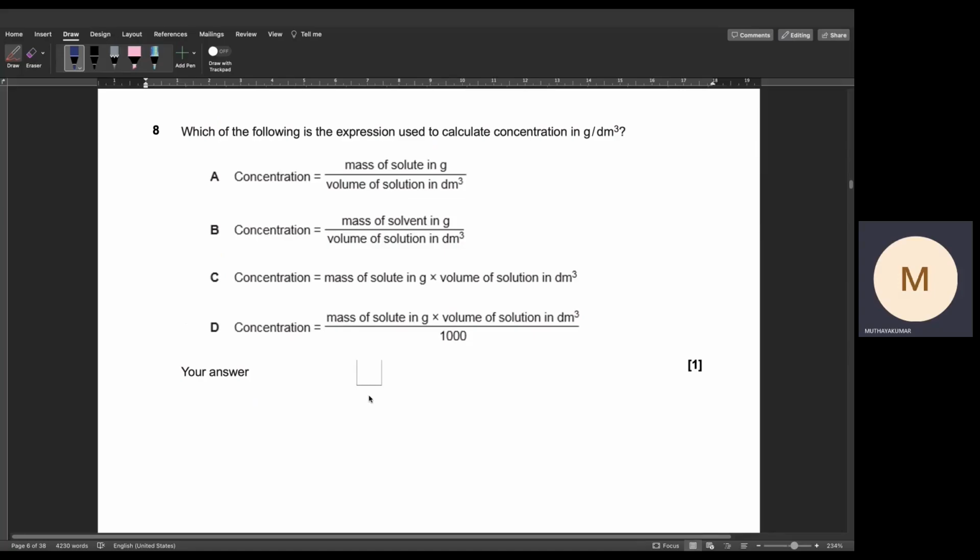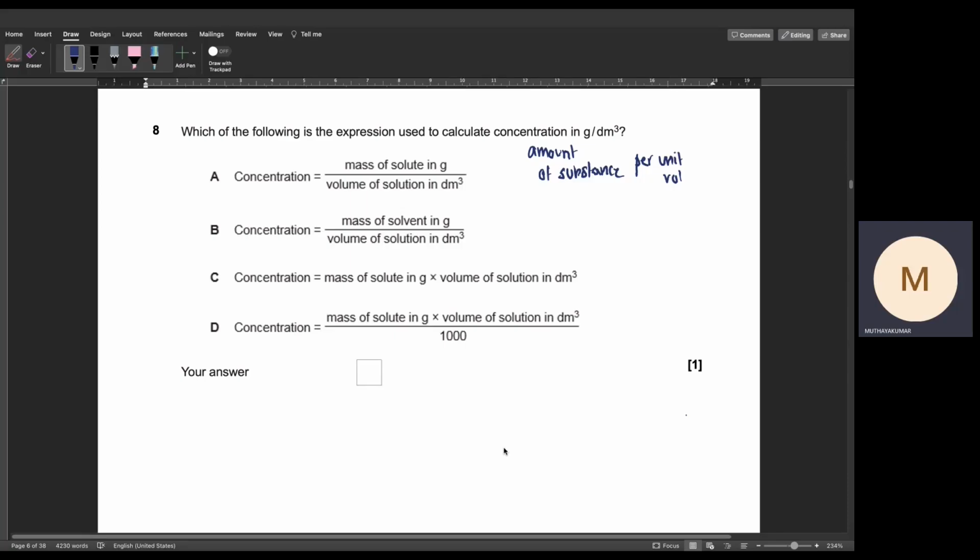Which of the following is the expression used to calculate concentration in grams per decimeter cubed? Concentration is the amount of substance you have per unit volume. In this case, we're looking at concentration, and you can have concentrations in various different units. You can have moles per decimeter cubed, moles per centimeter cubed. In this question, we're looking at grams per decimeter cubed, i.e. the mass per decimeter cubed. 1 decimeter cubed is equal to 1 liter.